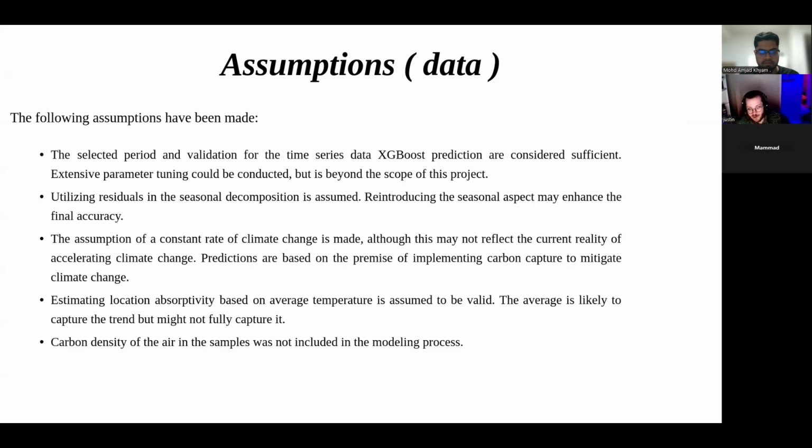We also assumed a constant rate of climate change, so assuming that the historical trends of how the climate is changing are accurate. It's very possible that the climate changes faster, but we're assuming that it's just the same. Just in general, estimating absorptivity based on location like this, assuming that's correct to do, might not be a proper approach. And also, like we said before, we assume a pretty constant carbon density in the air.